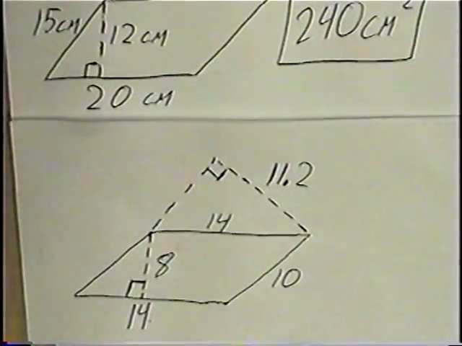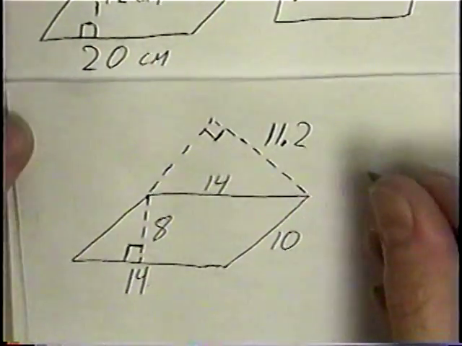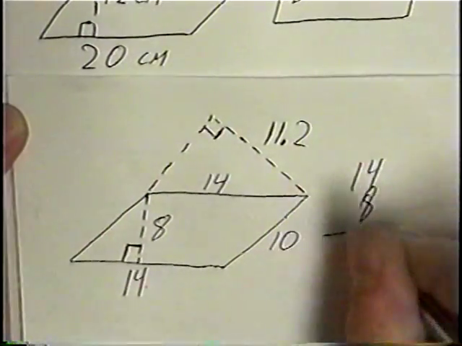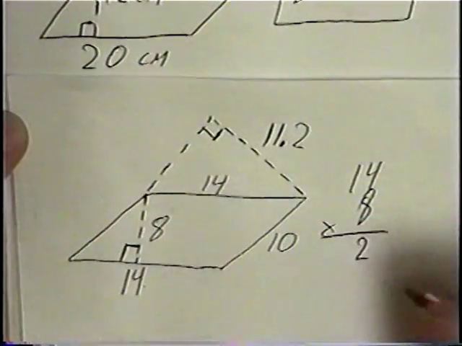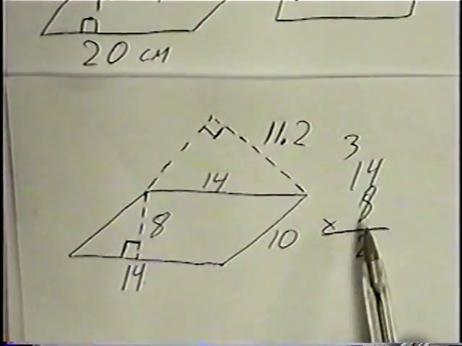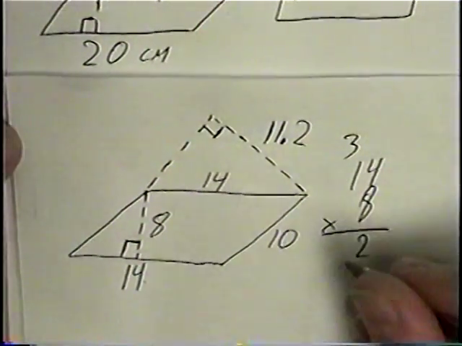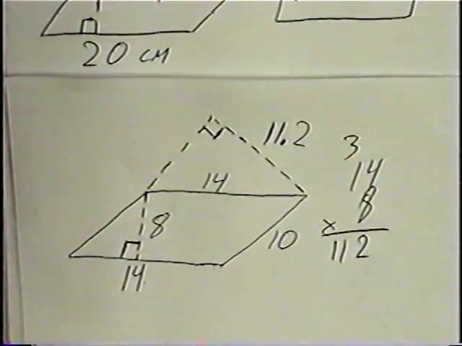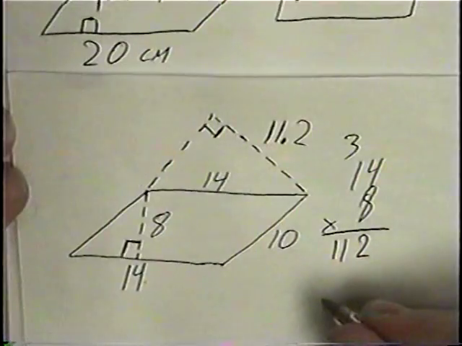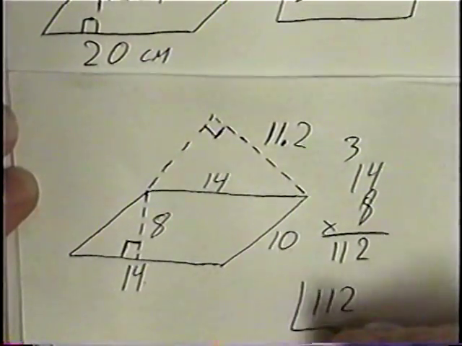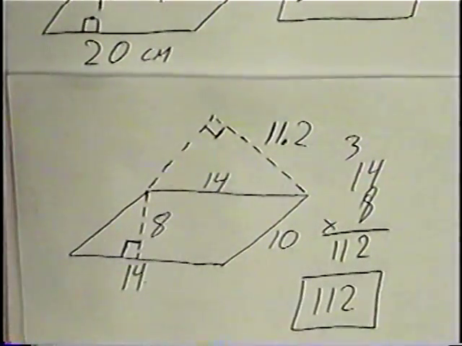Base times height, or 14 times 8. Multiplying those out, 4 times 8 will be 32. Carry the 3. 8 times 1 plus 3 would be 11, so 112. There are no units or measurements for these numbers. If there are no units or measurements, the answer is just a number, which would be 112.